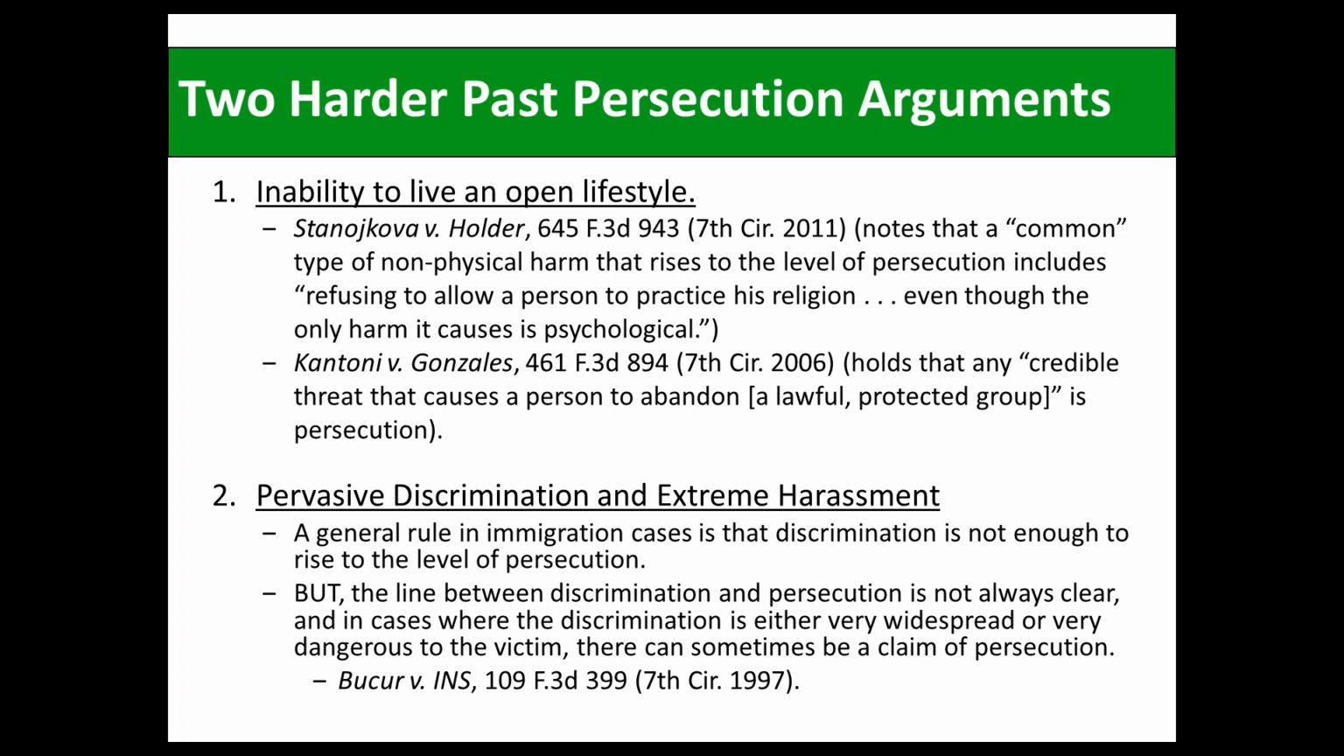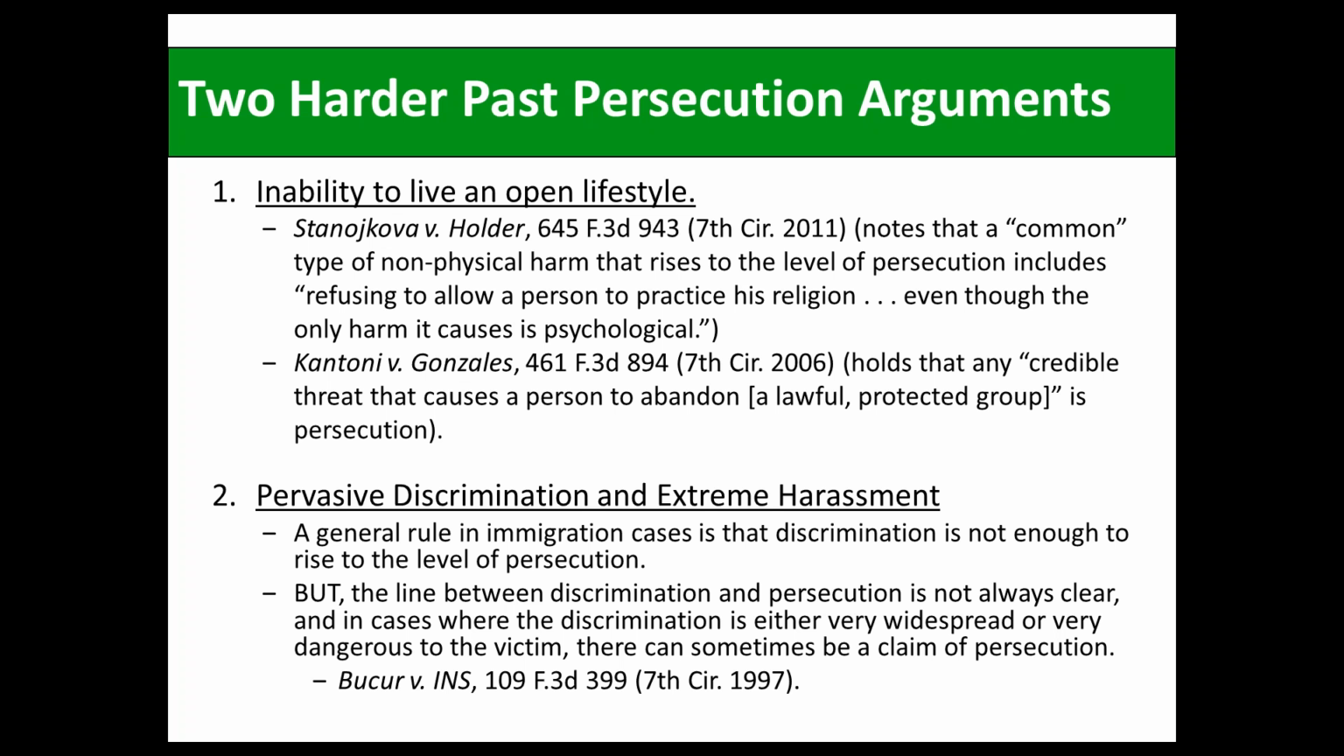Okay. Two harder past persecution arguments, one being the inability to live an open lifestyle. NIJC has had some success, albeit mixed, applying Stanojkova and Cantoni to the LGBT context. We argue that where an adult client was aware of his sexual orientation in his home country but afraid to express it, his inability to do so is a type of qualifying past persecution, much like the inability to openly practice one's religion.